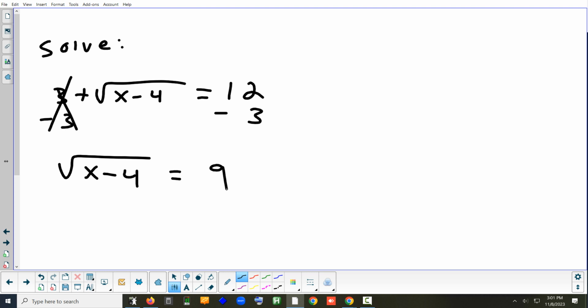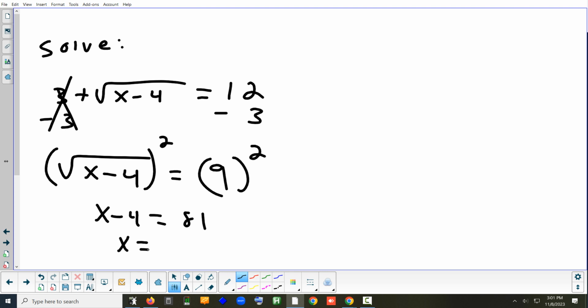Now we're ready to do something to get rid of it. What would you do on each side to get rid of that radical? Square both sides. Yep, we're going to square both sides. So you raise each side to whatever power would cancel your root. If it's a square root, you square. Cube root, you cube. Okay, what does that give me on the left? x minus 4. And then on the right we get 81. And that means x is going to be 85. Okay, we always want to make sure we check it and make sure that it works.